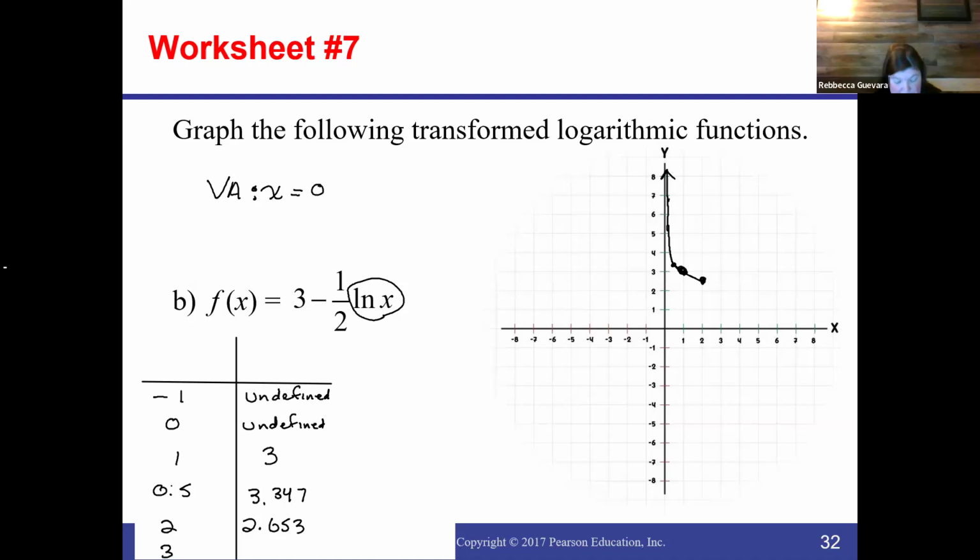Let's pick one more point to flesh this out. Let's pick one that's a little further out, like 8. What happens if I put 8 in? If I put in 8, then I'm at 2.097, so just a tad above 2. So we're seeing that this is the general shape of this one. So we have a reflection. Usually they look like this. So we see that it's reflected over the x-axis, and then everything has shifted up because of that 3.